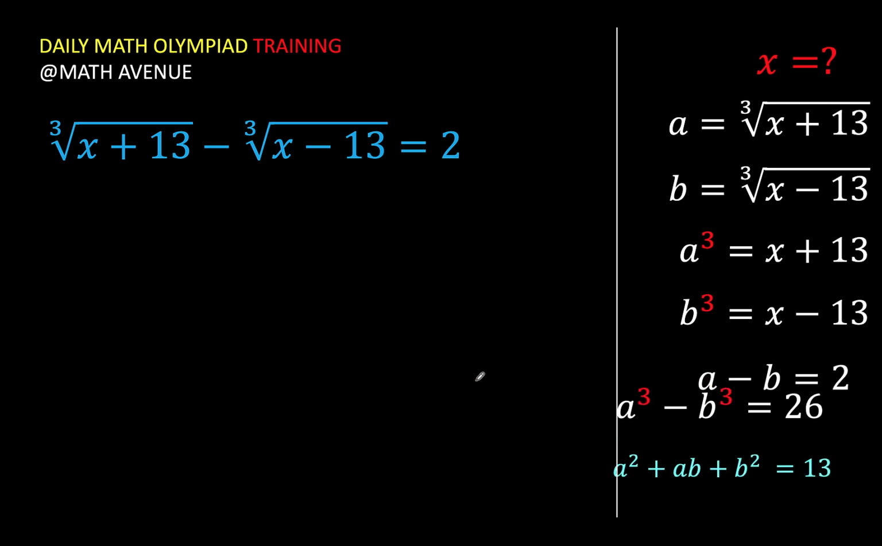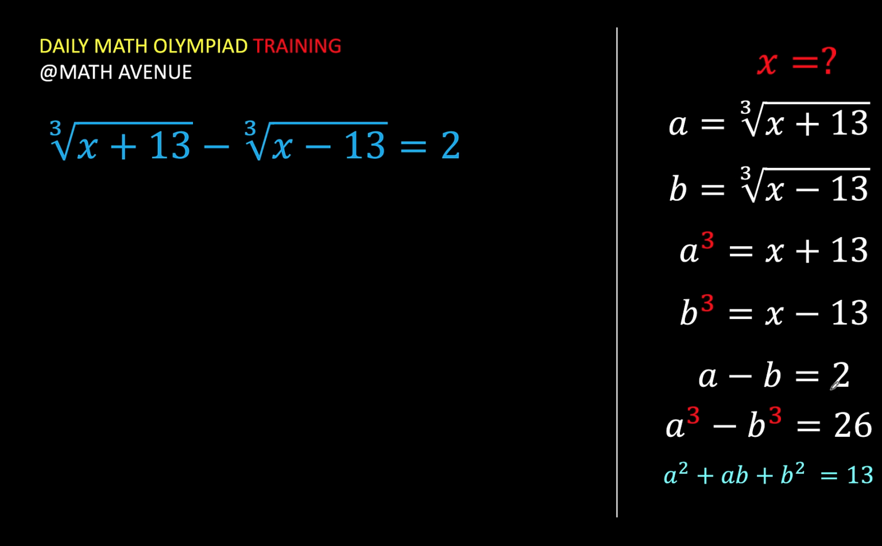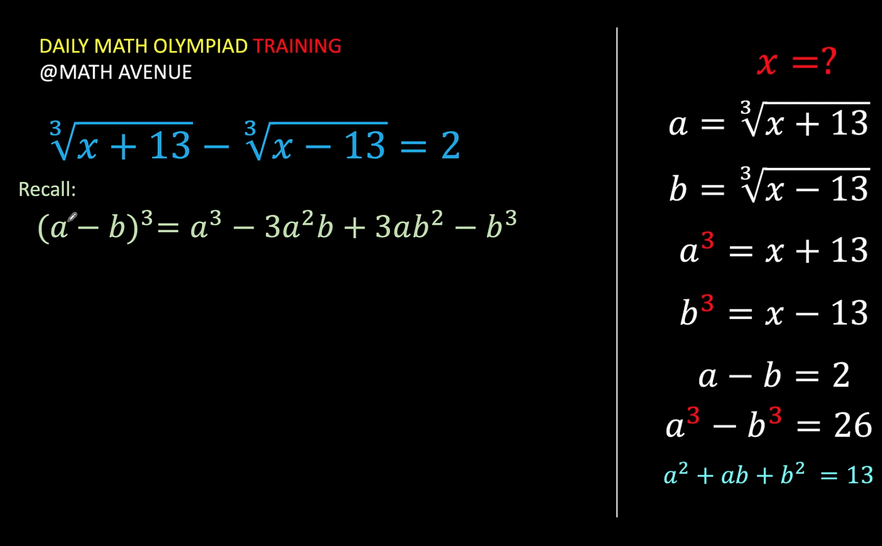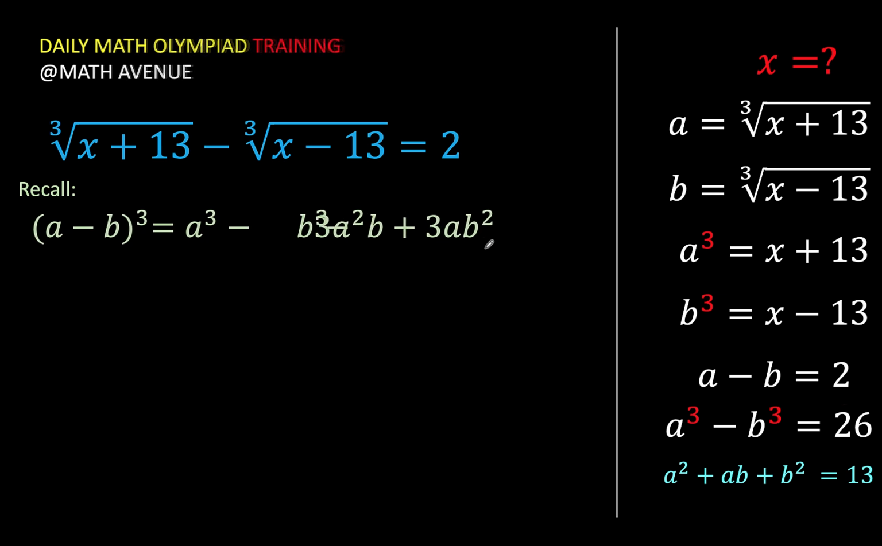So here is our repository of what we know so far. Now let's recall that when you have a cube of this binomial a minus b, that is equal to this value here. This is an identity. This is one among those identities that you need to remember in algebra. Let's rearrange the terms here first. Let's put together this a cubed minus b cubed side by side because we are going to group them together.